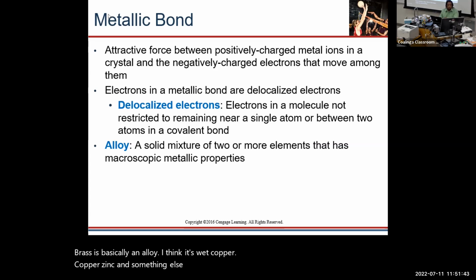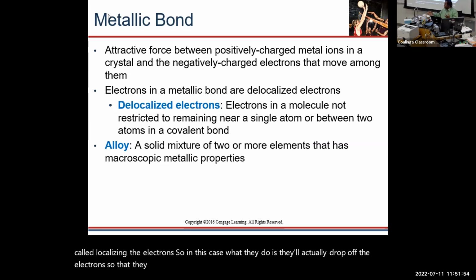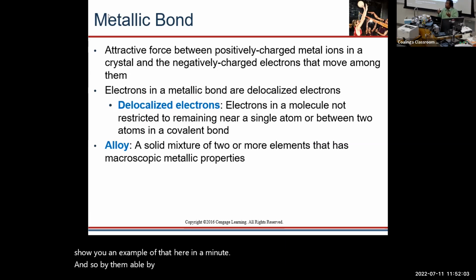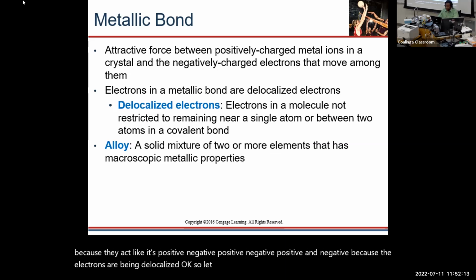And so those guys will actually form bonds by what they call delocalizing the electrons. In this case, what they do is they'll actually drop off the electrons so that they become charged, but they'll have that electron next to it. I'll show you an example. And so by them doing that, you're able to bond metal and metal because they act like positive, negative, positive, negative, positive, negative, because the electrons are being shared. So let me show you what that looks like.